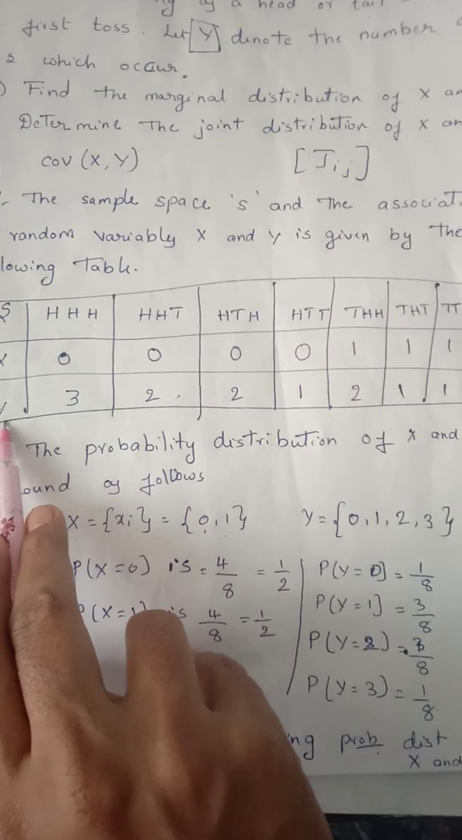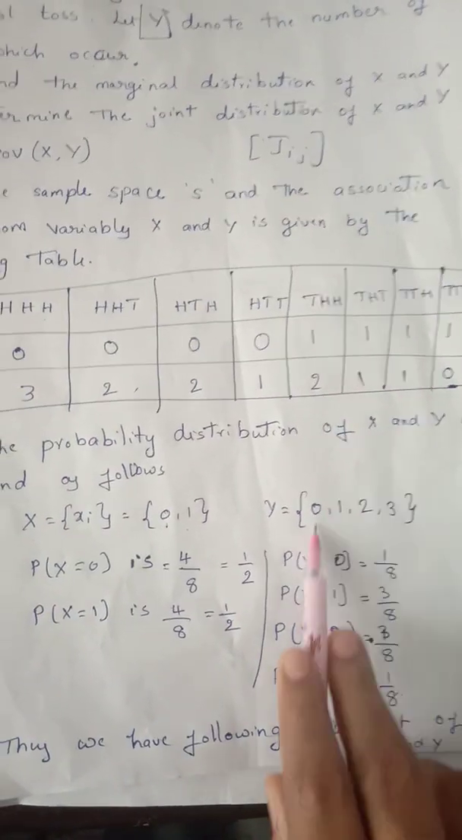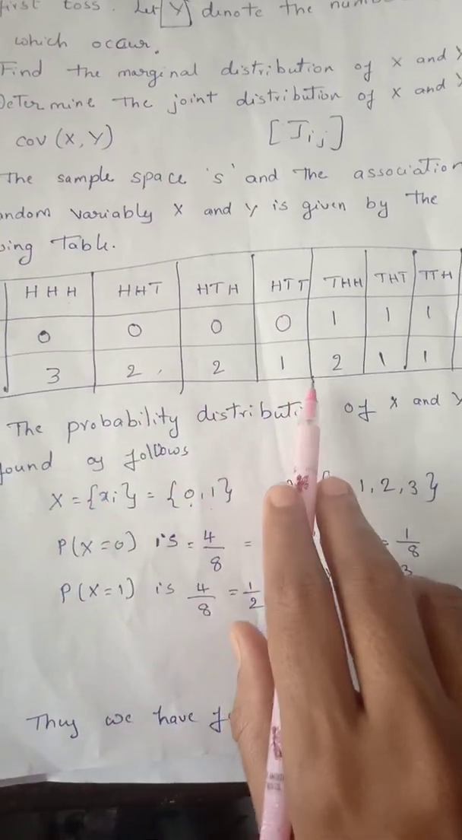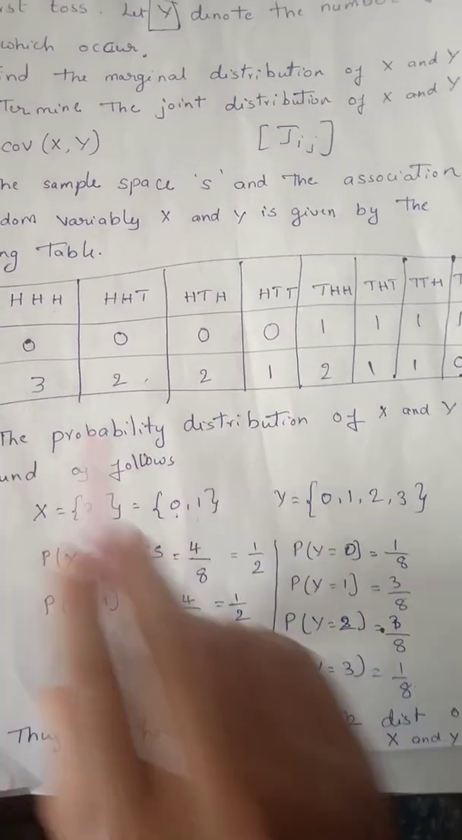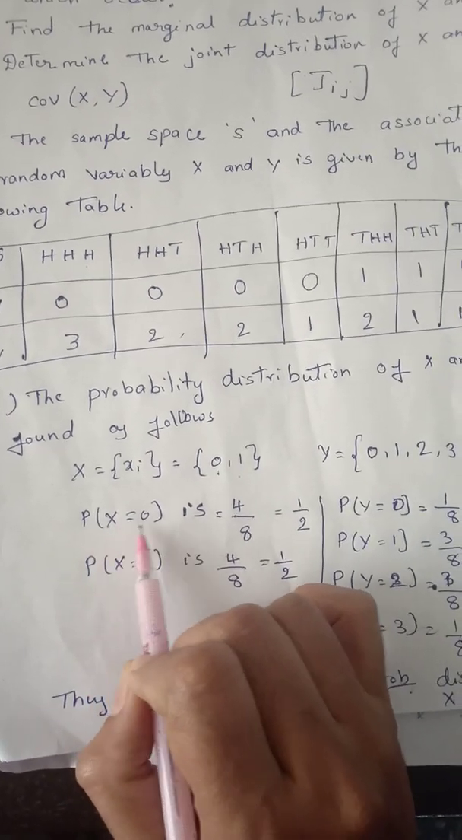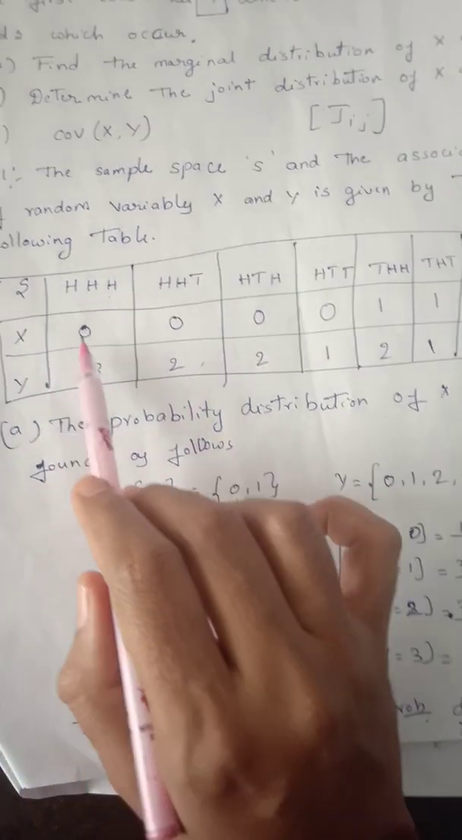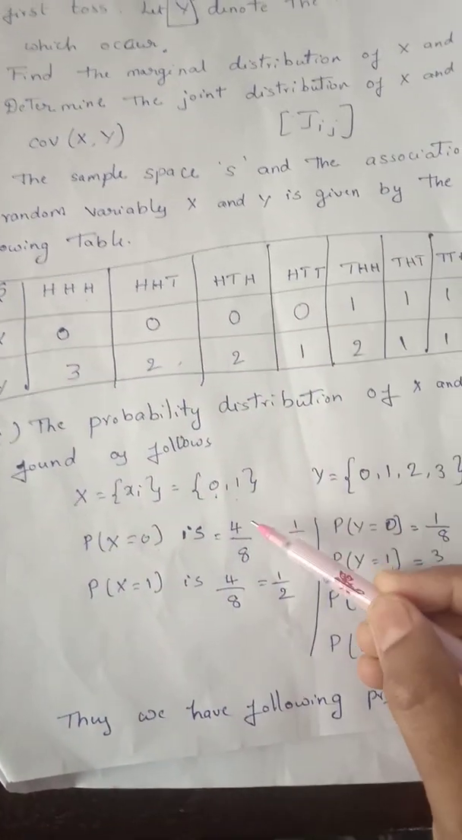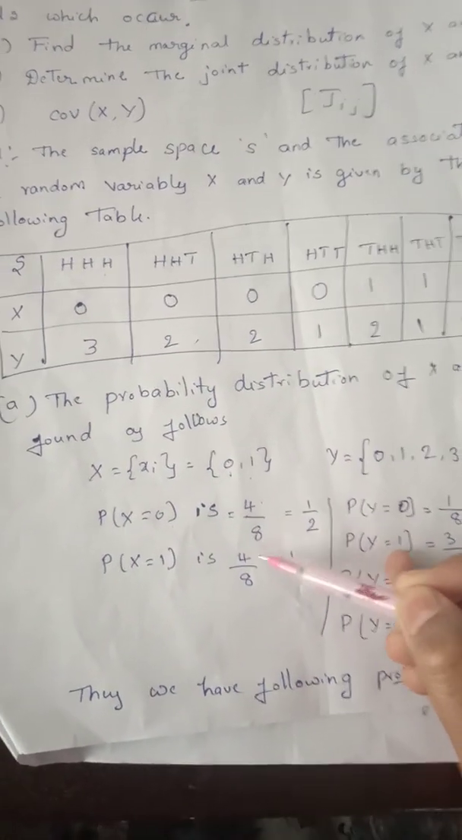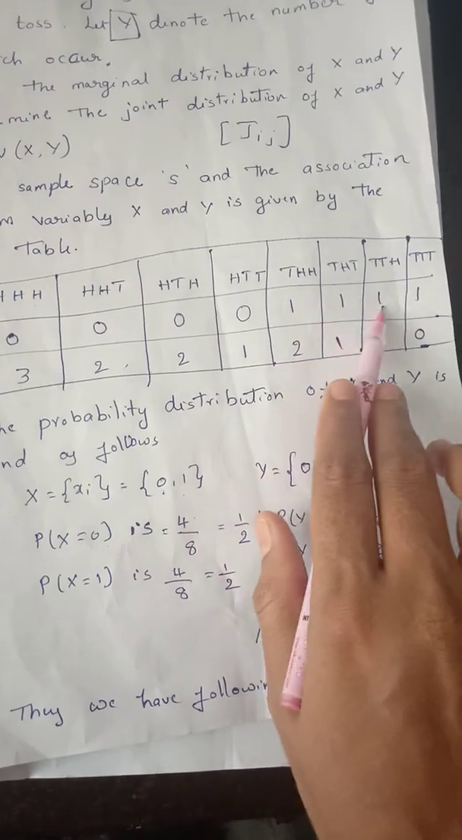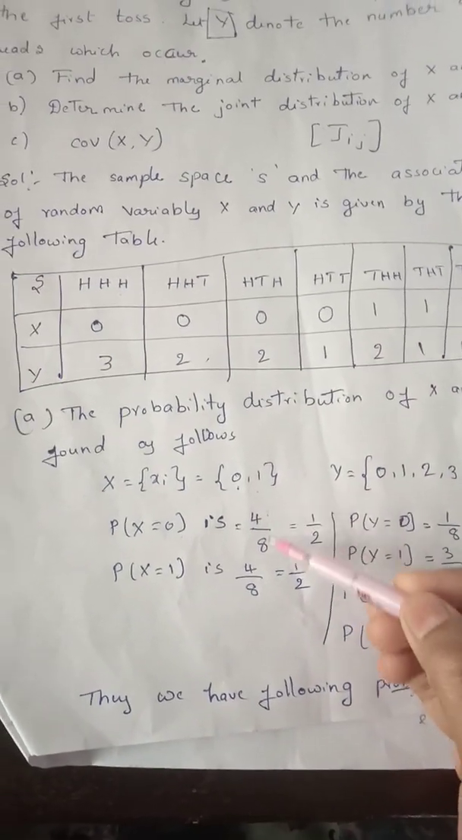Here also y was. So we start with the least number 0. 1 is repeated, write only one time. 2 also repeated, 2 and 3. Now, what is the probability of x is 0? X 0, how many times we got? 1, 2, 3, 4. That is 4 divided by total outcomes. How many outcomes are there? 1, 2, 3, 4, 5, 6, 7, 8. That is 4 by 8.